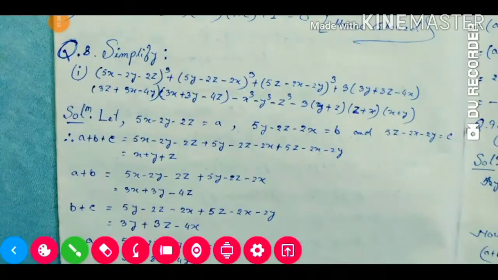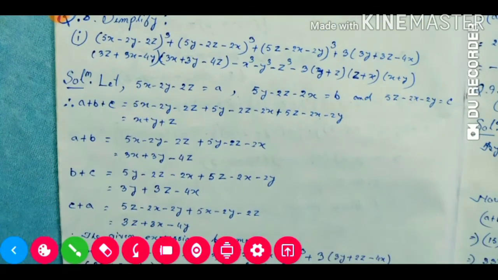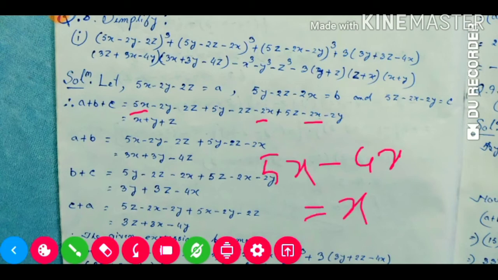Simplify. Whatever the expression given, this one we need to simplify. So we'll consider this one first. This one as our a, this one is equal to our b, this one is equal to our c. Now a plus b plus c, if we add this portion, this portion, this portion, what will it be? 5x is positive, another x is there, minus 2x, this one also minus 2x, so minus 4x, and plus our 5x, so it will be our x only.